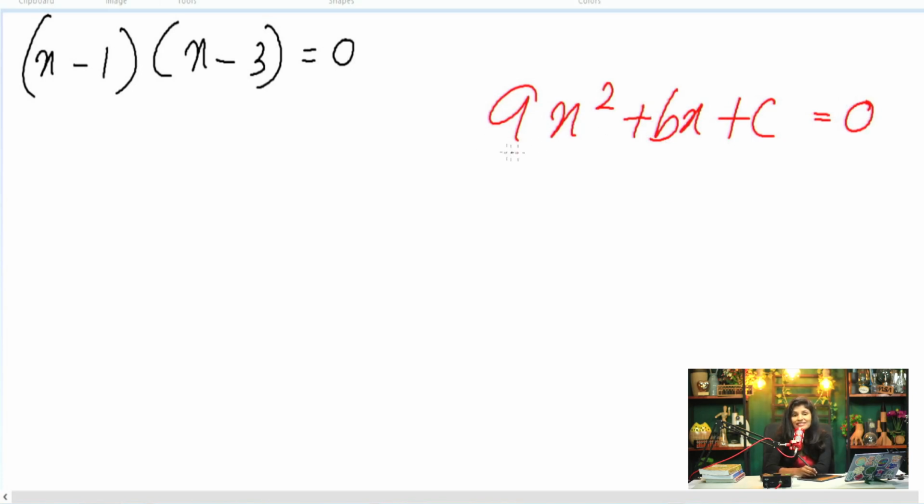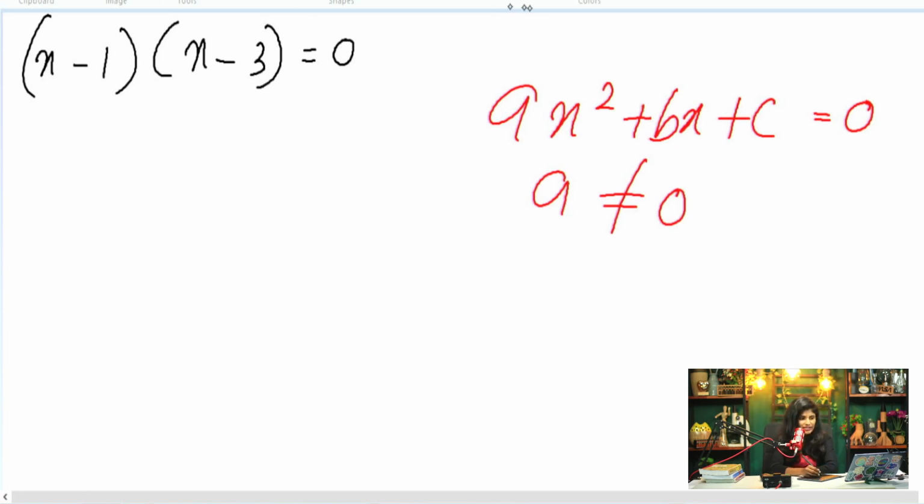Here, this a cannot be 0. A does not equal 0. To be a quadratic equation, that is a must. A can be either a positive number or a negative number, that is okay, but a cannot be 0. But c and b can be 0 at any time, but a cannot be 0. So this is the standard form of a quadratic equation.